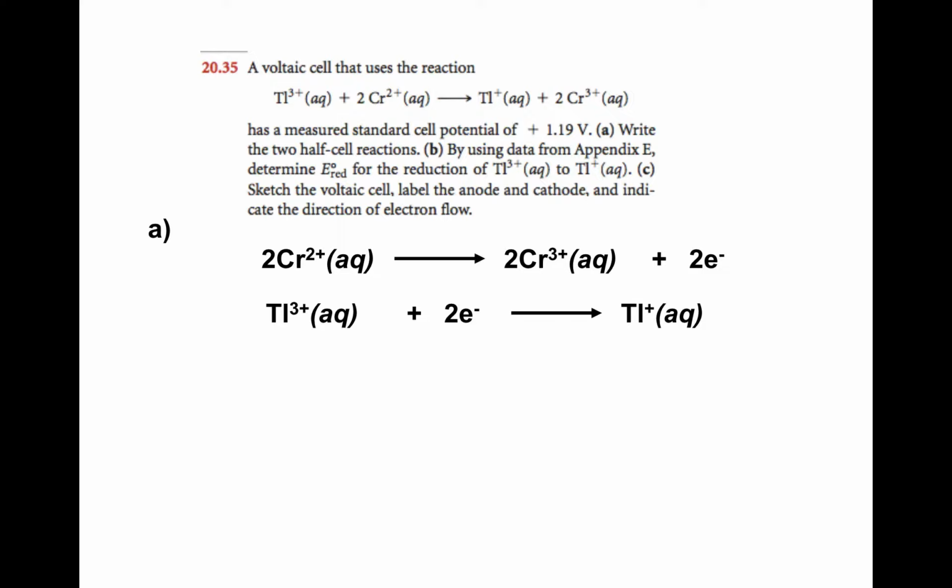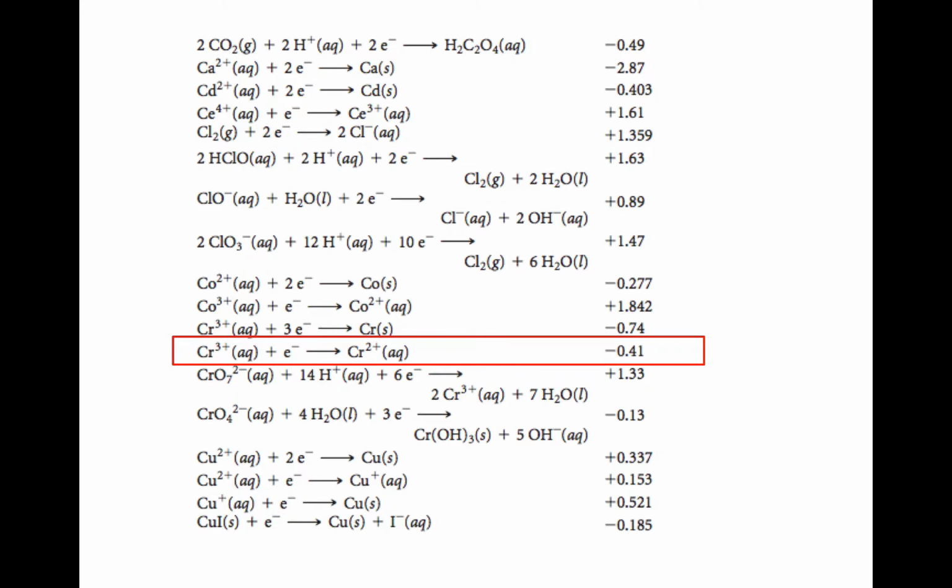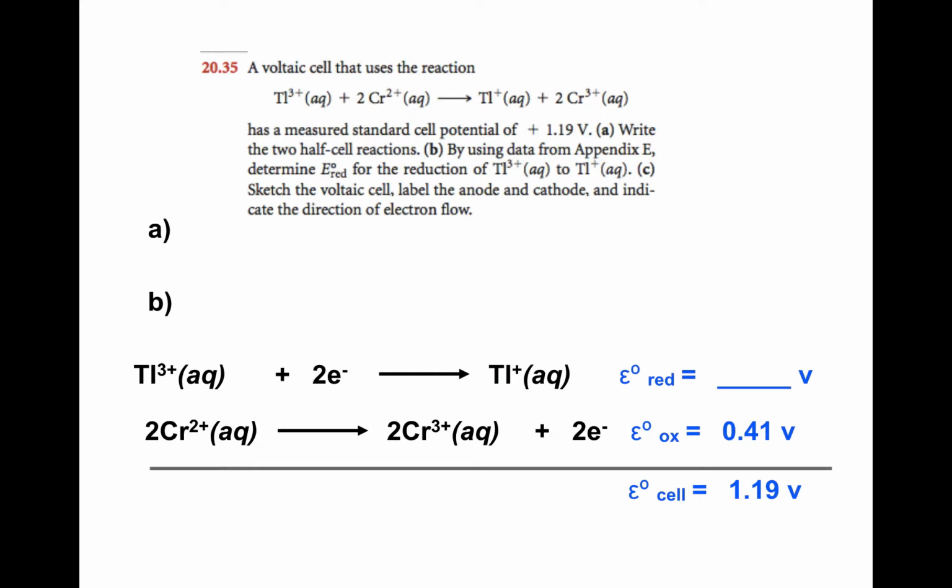And B, by using the data in Appendix E, determine the reduction potential for thallium 3 plus going to thallium 1 plus. All right, so we know what the cell potential is, right? The cell potential is equal to the oxidation potential plus the reduction potential. So what I need to do is look up on the data chart what the reduction potential for chromium 3 plus is, turn it around, turning it into the oxidation potential for chromium 2 plus, and changing the sign.